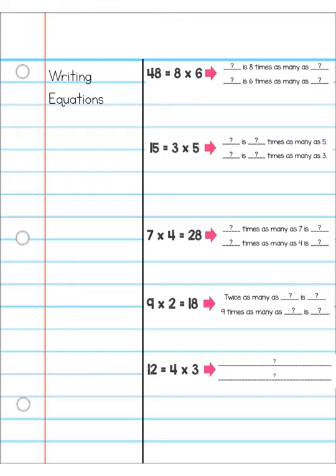The next example is asking us to write a statement completely on our own. And we can use our keywords here. Remember that equal sign means is, and that x means times as many. So 12 is 4 times as many as 3. And I can also switch that around and say 12 is 3 times as many as 4.